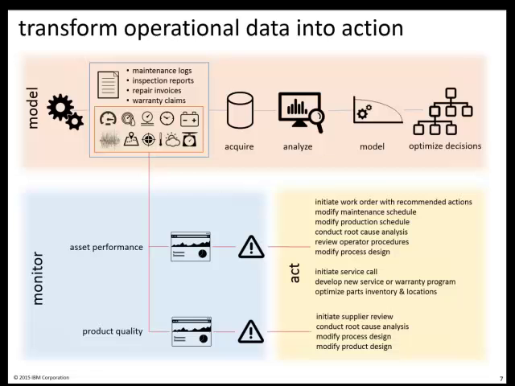Once we've developed that model, we then apply that in the real-life, day-to-day, real-time aspect. So we're taking that model and comparing that against real-time data that we're getting from that particular asset. In the event that there's an alert, then we can initiate an action, whether that's a work order with recommended actions, whether it's modification of a production schedule, working with an operator to review procedures, or even going back and modifying the process. The overall idea here with monitoring asset performance in real time is to, as early as possible, detect any potential problems with asset degradation or potential failure.